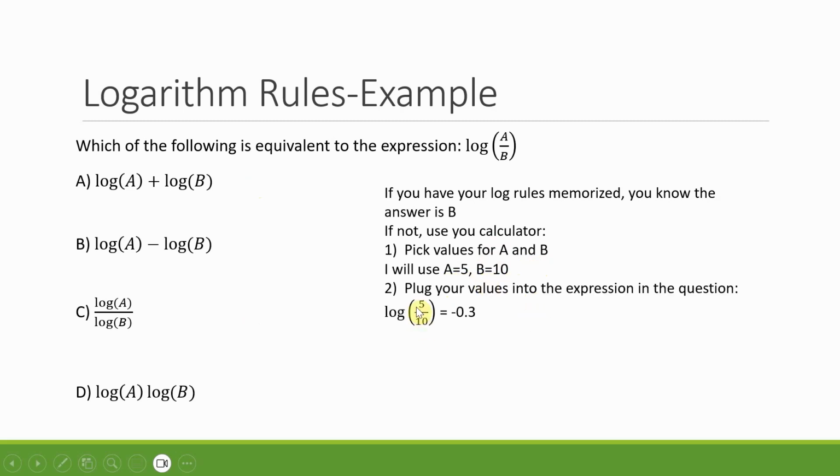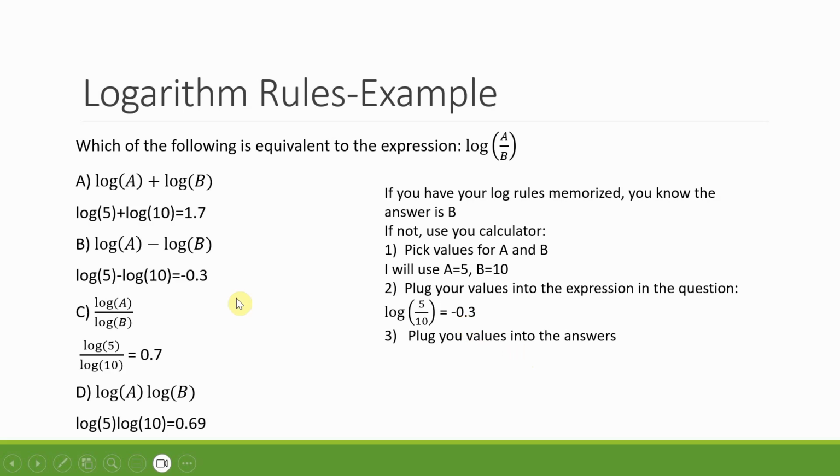If I plug A and B in, so 5 and 10, and put this in my calculator, I get negative 0.3. So now I can take that same 5 and 10 and plug it into all of these and see which one gives me negative 0.3. Well, A gives me 1.7, so that doesn't work. B gives me negative 0.3. C gives me 0.7. D gives me 0.69. So there it is, B. Because if it's equivalent to this, I have to get the same answer because they're equal. So both gave me negative 0.3 with these numbers, so that's my answer.